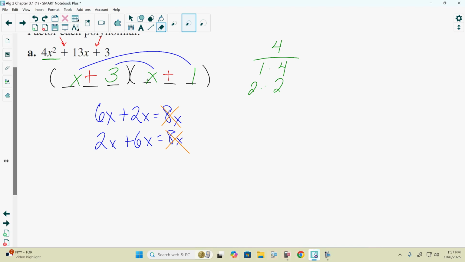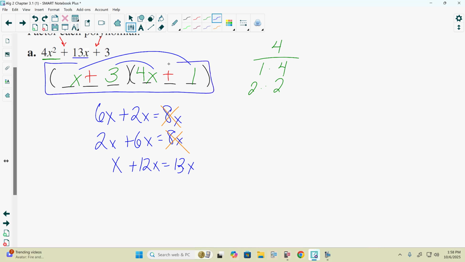Since 2 and 2 didn't work, we need to switch it to 1 and 4. Do we want to put the 4 with the first x or the second x? Second one. And we can try this again. X times 1 is going to be positive 1x. Positive 3 times 4x is going to be plus 12x. And x plus 12x is 13x. Is that the middle term we wanted? So these here are the correct set of factors.